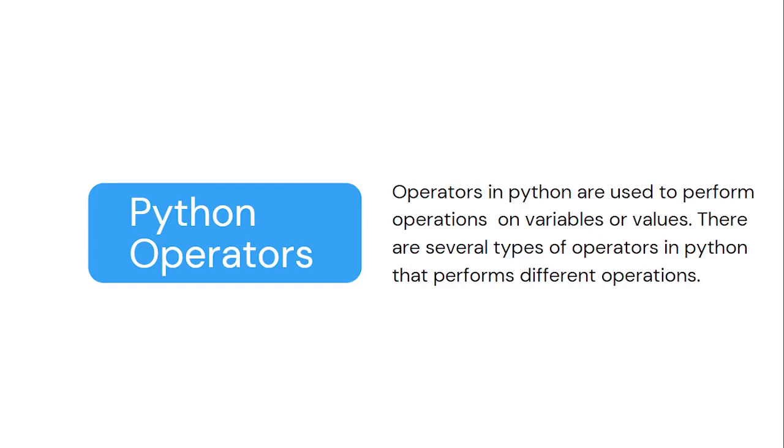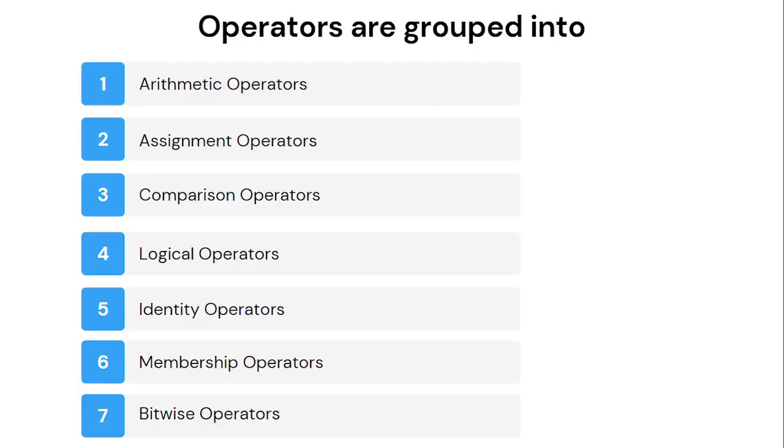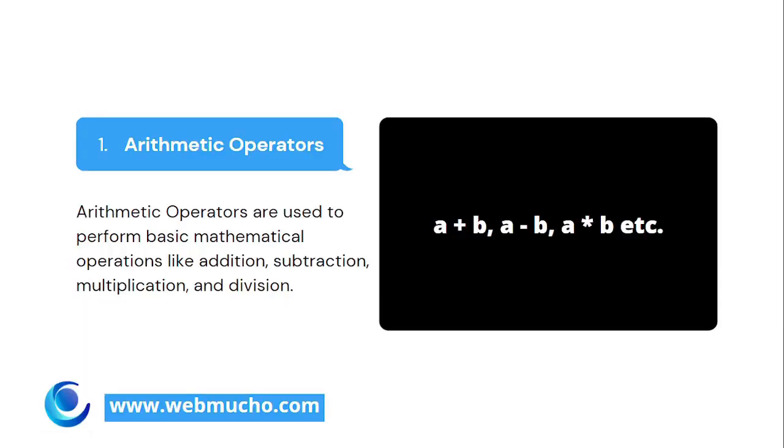There are several types of operators in Python that perform different operations. They are grouped into 7. We have arithmetic, assignment, comparison, logical, identity, membership, and bitwise operators. We are going to take a look into what these different operator types can be used for. Now let's take a look at arithmetic operators.